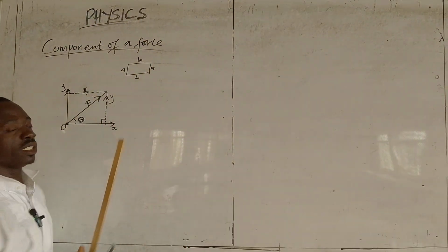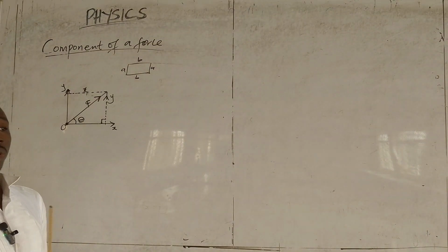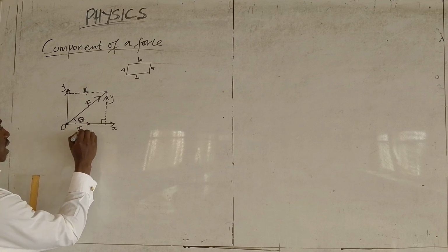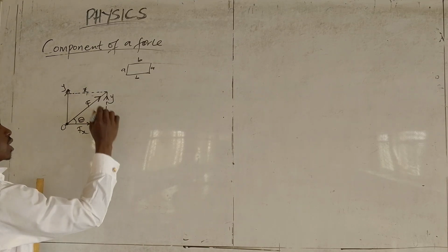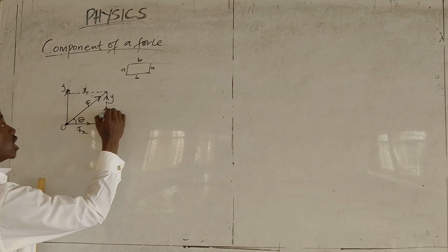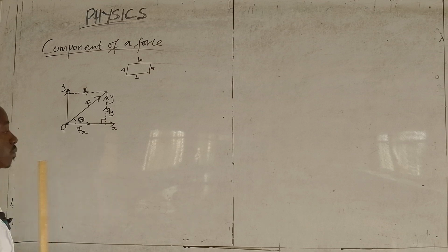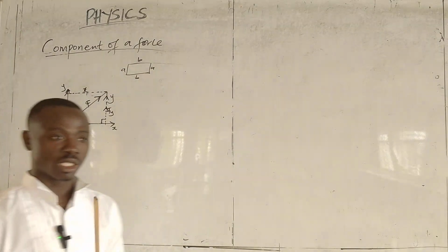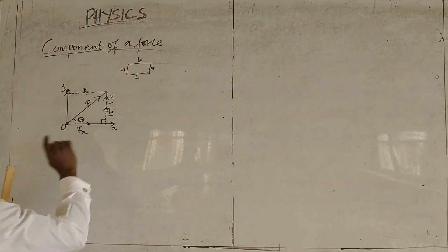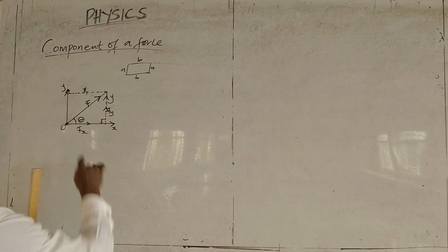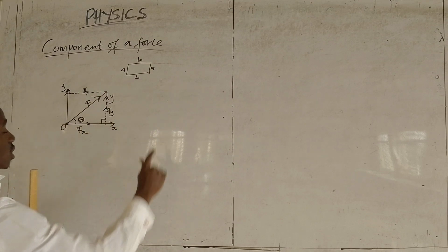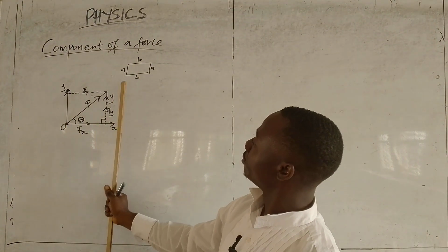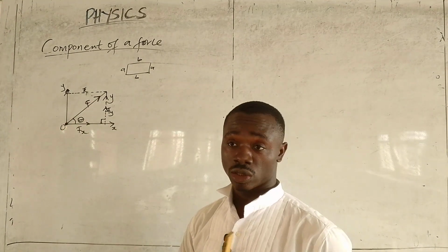So if you are asked to find the component of this force in the horizontal and vertical direction, this line here we call Fx, while this one here, in this right angle triangle, we call Fy. So what is Fy and what is Fx? Fx is the horizontal component of the force F, meaning Fx is the effective value of force F in the horizontal direction. Fx is the effect that this force F has in the horizontal direction.